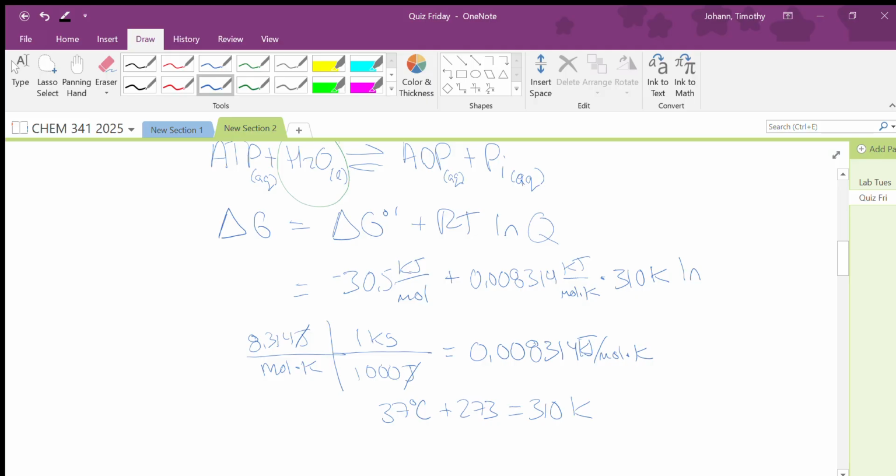Logarithm of products over reactants. So the ADP concentration was, I think, 5 millimolar. Okay, so I'm going to do this, like that and that.